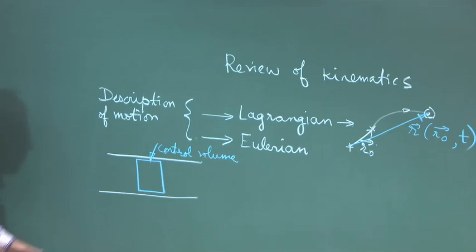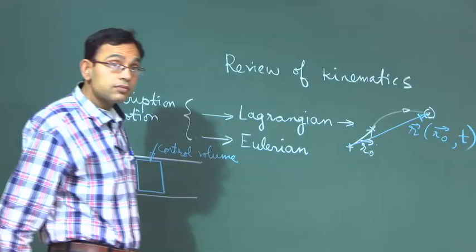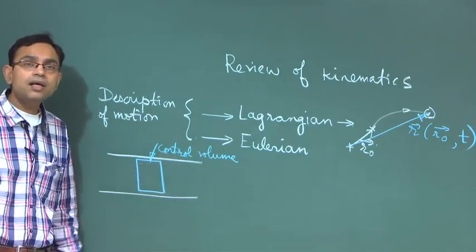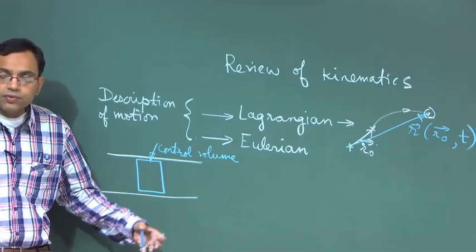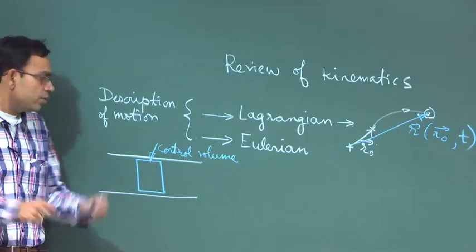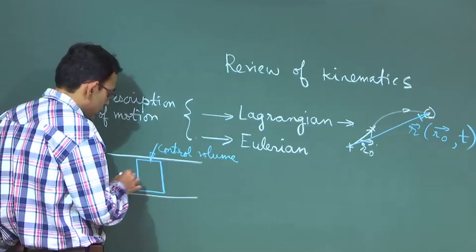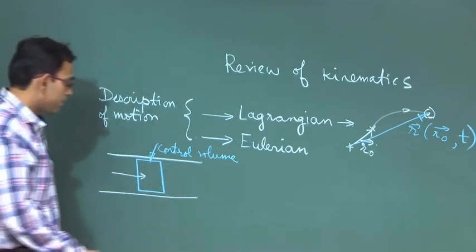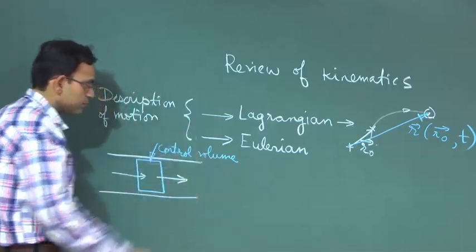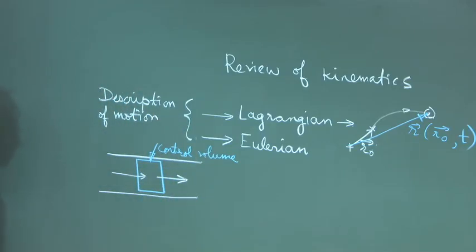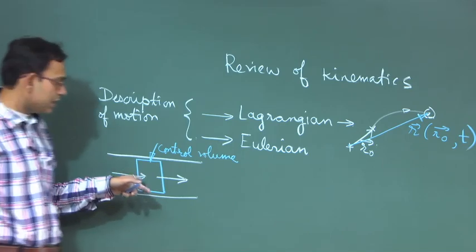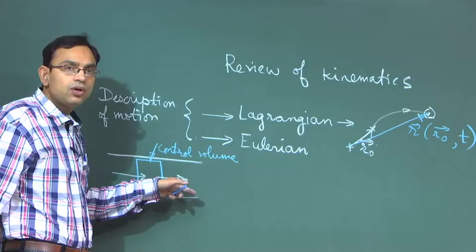Then what you do is you study the flow around this control volume. That means what flow is coming in and what flow is going out. So, some fluid is coming in and some fluid is going out. Now, you do not care about which particles are coming in and which particles are going out.